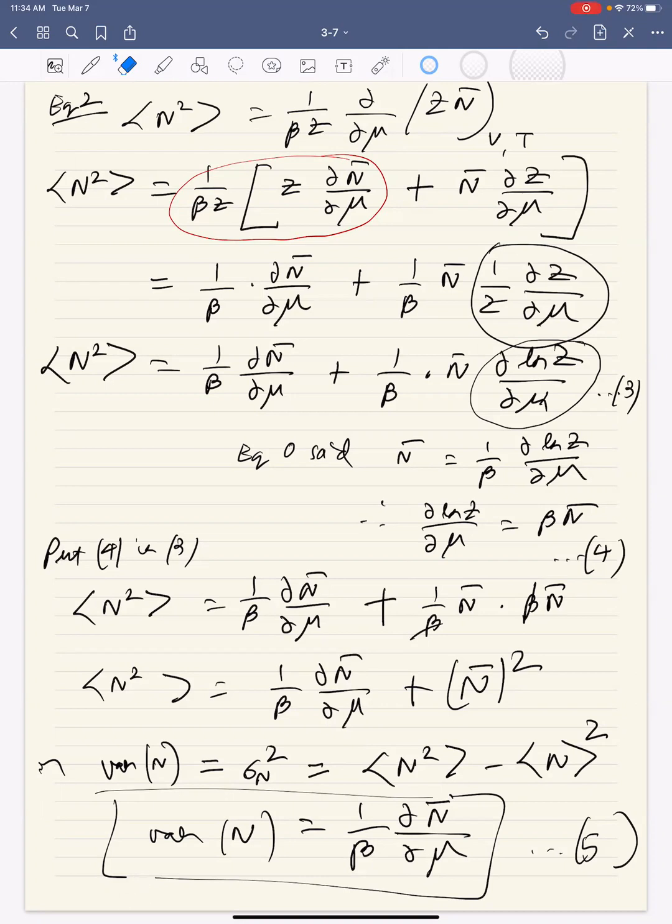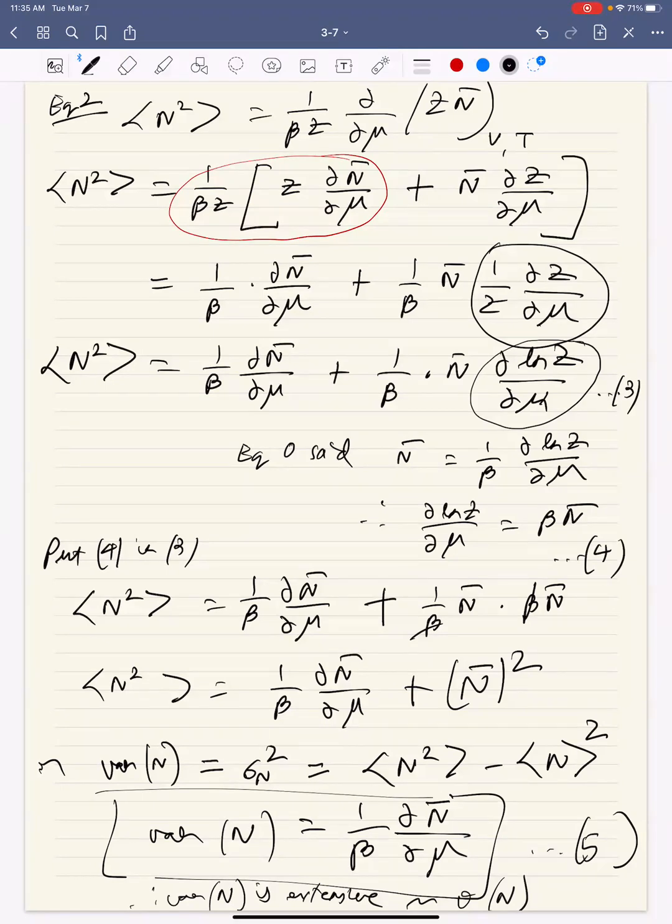Therefore, variance of n is extensive. And extensive does not mean order of n square or order of n cube. Extensive means order of n, okay? So we got the same thing we got for variance of energy. Just like variance of energy was extensive, we got variance of n is extensive, okay? And this immediately leads to the thing we wanted to show.